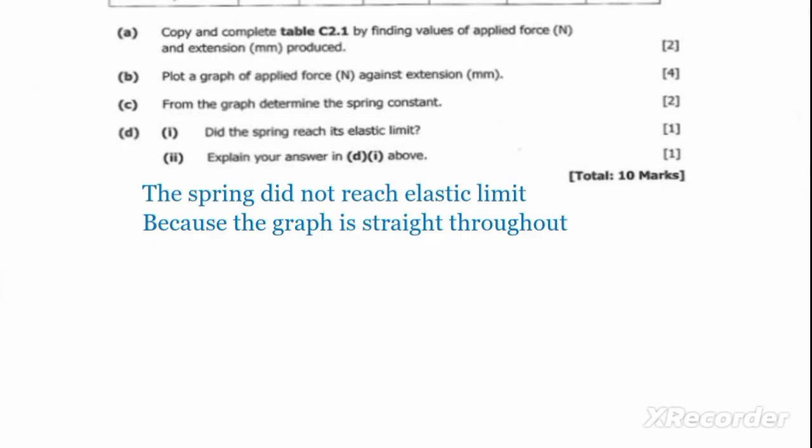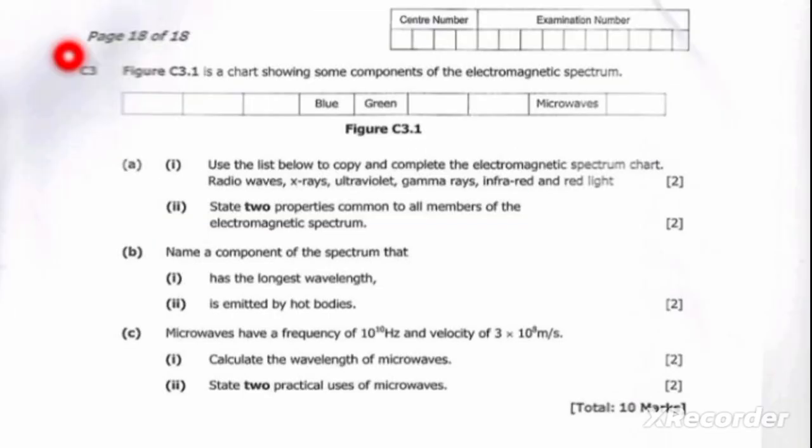We move to the next question, which is question C3. Question C3, figure C3.1 is a chart showing some components of the electromagnetic spectrum. Question A, Roman numeral 1. Use the list below to copy and complete the electromagnetic spectrum chart: radio waves, X-rays, ultraviolet, gamma rays, infrared, and red light. The question is carrying 2 marks.